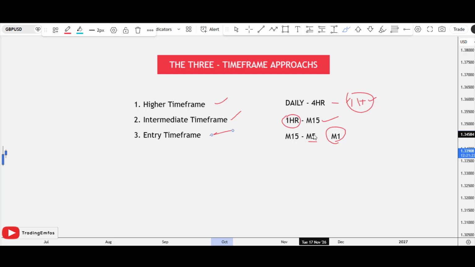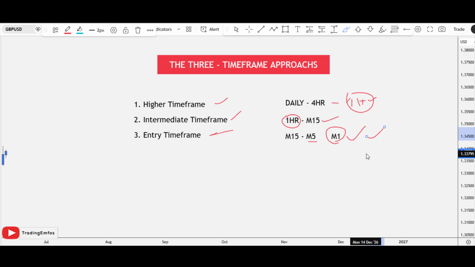But as a beginner, stay away from the 1 minute time frame. It is too noisy, a lot is going on, so you need a lot of experience before you can trade on the 1 minute time frame. So stay away from it for now.